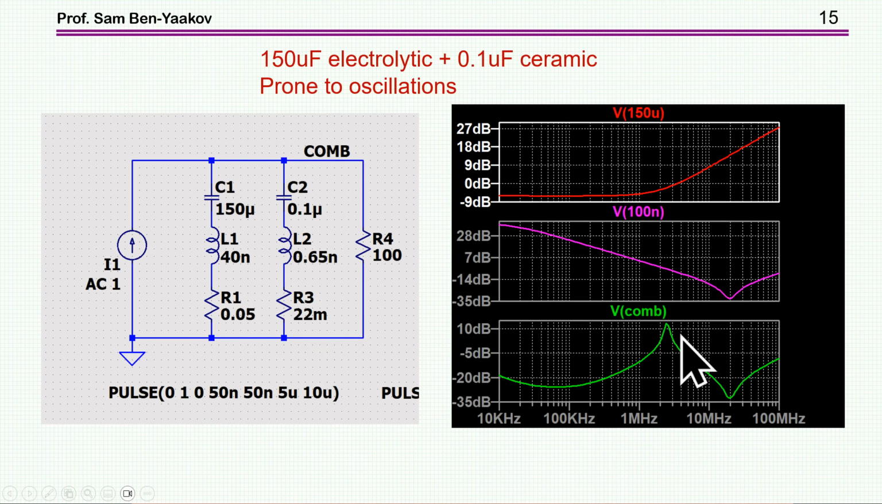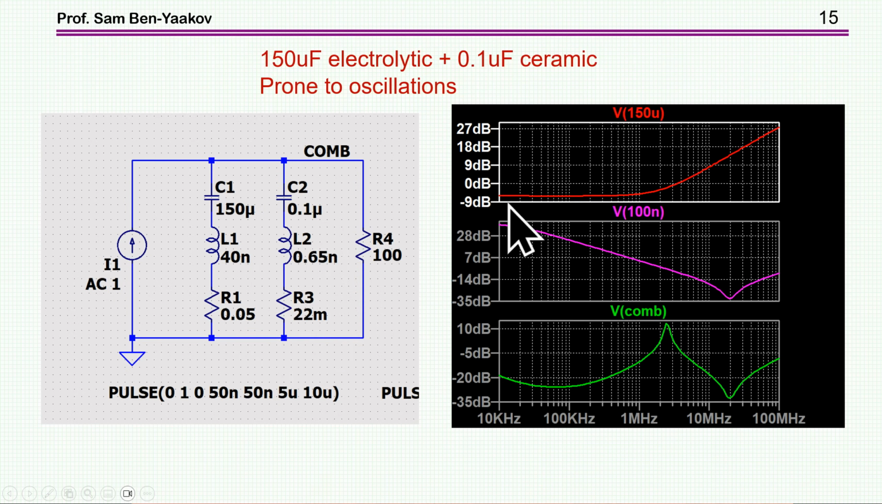Now, if I take the case of an electrolytic capacitor, which has a fairly large inductance, then obviously I would like to have a 0.1 microfarad. That's okay. And this is like a real capacitor, 150 microfarad. It's a 100-volt capacitor with a 50 milliohm ESR. And this is the 0.1 microfarad capacitor we saw earlier with 22 milliohm.